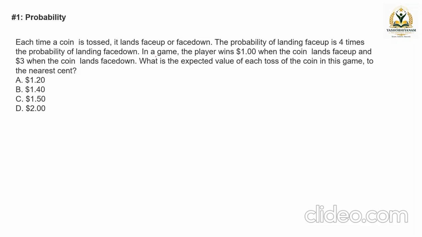Now remember that whenever you encounter a word problem like this, don't spend your time reading the entire question. As you read, make note of the key points. Convert each statement into a mathematical expression. The probability of landing face up, let me call it P of U, is equal to 4 times the probability of face down, P of D. U stands for face up and D stands for face down.